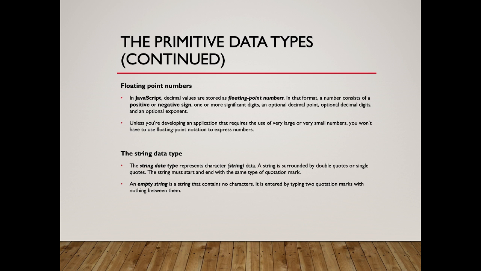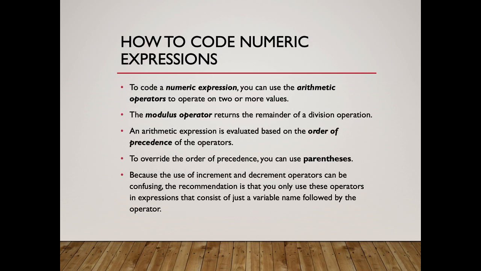So a string is a data type that represents a sequence of characters. In other programming languages, a string is just an array of characters that you can reference. You can create a string just by using double or single quotes as well as the backtick. Whatever you start a string with, you also have to end a string with. So if you start with a single quote, you have to end it with a single quote, and so on. An empty string is just a string that contains no characters. It can be entered by typing 2 quotation marks with nothing in between them. Fairly straightforward stuff. Is anyone confused by that thus far?